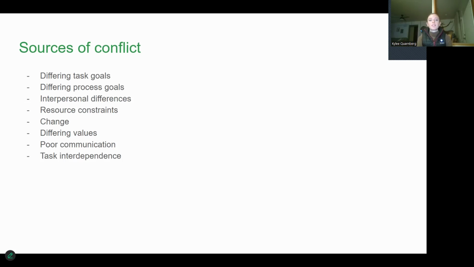There are many sources of conflict that include differing task goals, process goals. Maybe one fairy is worried about speed while the other is worried about quantity, while another is worried about quality. All these people will have conflicting goals that they have to figure out how to work together to solve and make sure that they're all happy in the end. Interpersonal differences could be just differences based on personality, resource constraints. If there's not enough fairy houses for everyone, someone's going to not be happy, right? So that could be a resource constraint.